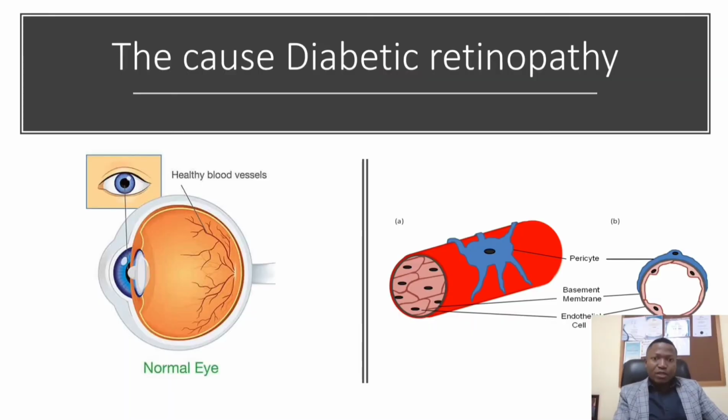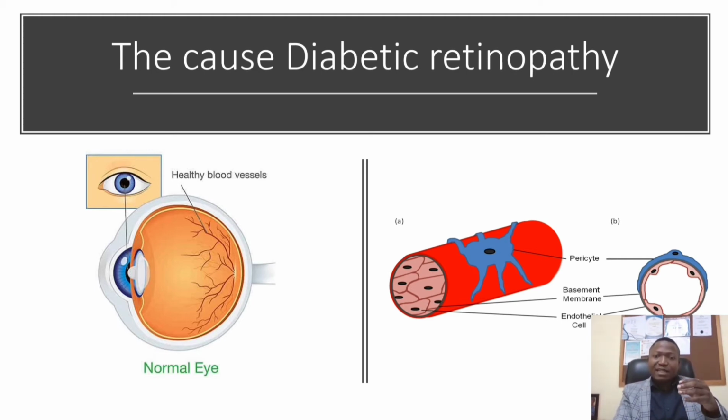Now I'll be taking you through the causes of diabetic retinopathy. Diabetic retinopathy is caused by chronic hyperglycemia, which refers to a high level of sugar in the blood. The high level of sugar in the blood damages the inner part of the blood vessels, the endothelium layer, causing these blood vessels to dilate.